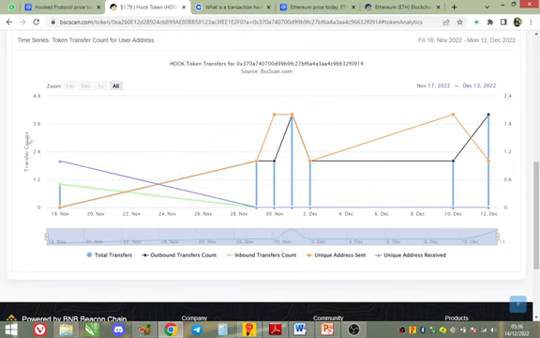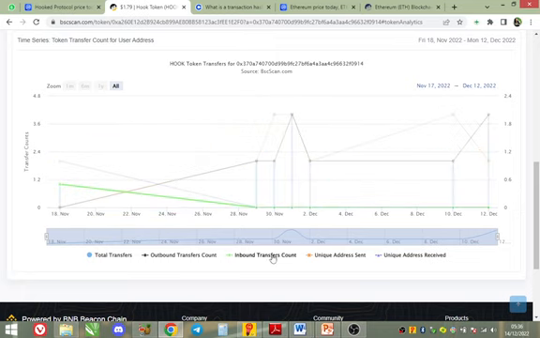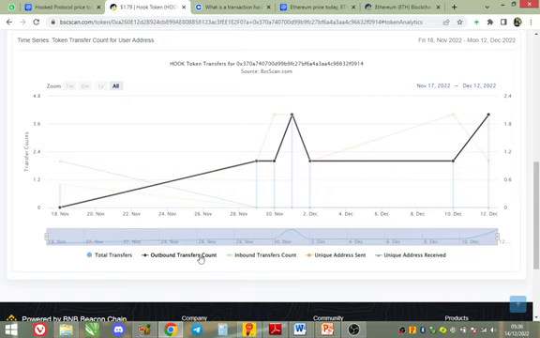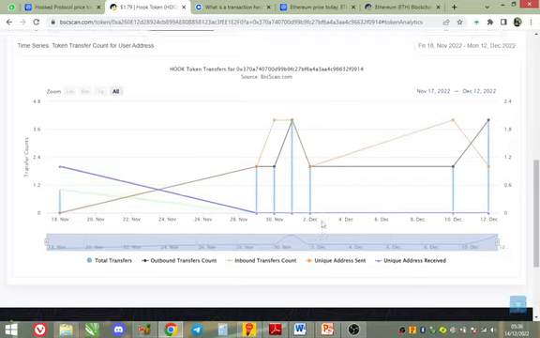You can use your analysis or your normal graph. Now this is outbound transfer that they have done. This is inbound transfer that they have done, and this is your unique addresses sent, that is the addresses that the receipt was sent to. This is the unique addresses received and all of that.